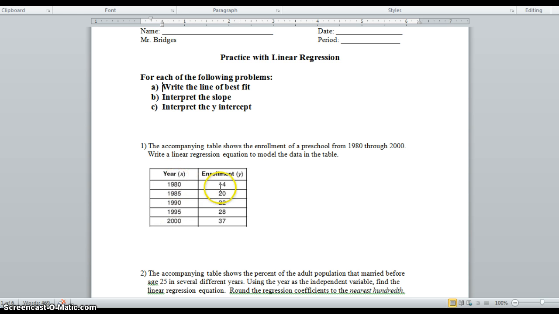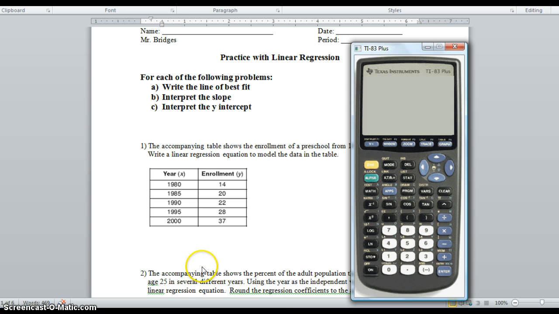here's my Y column. The table shows the enrollment of preschool from 1980 through 2000. And our question, of course, is to write a linear regression equation to model the data in the table. So what I'm going to do is go to Stat, Calc, and number 9. Alright. So what we want to do is go to the list. So we go to Stat, and number 1 for Edit.